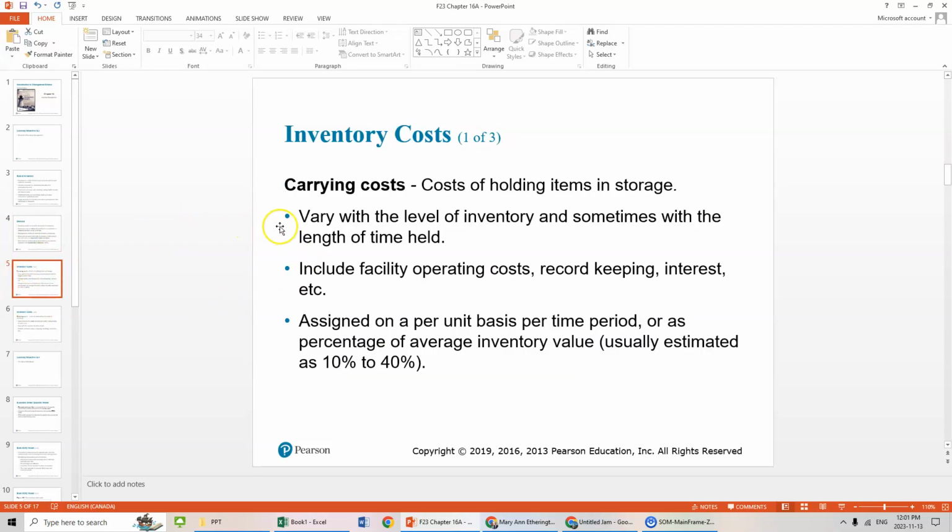There are two types of inventory costs. One is a carrying cost. This is the cost of holding items in storage. Generally, it's expressed as a percentage or as a cost per unit. And that's one of the two costs that will make up our total cost.